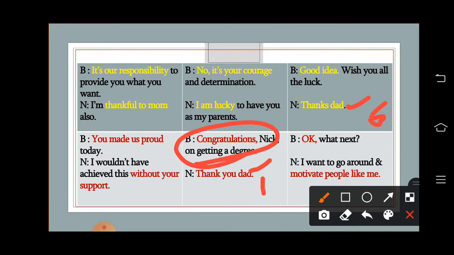Now look at the first part in the 6th exchange. Good idea, wish you all the luck is the sentence. So when do we wish someone good luck or best of luck? When they are about to do something. When they want to do something, we wish them good luck or all the luck.